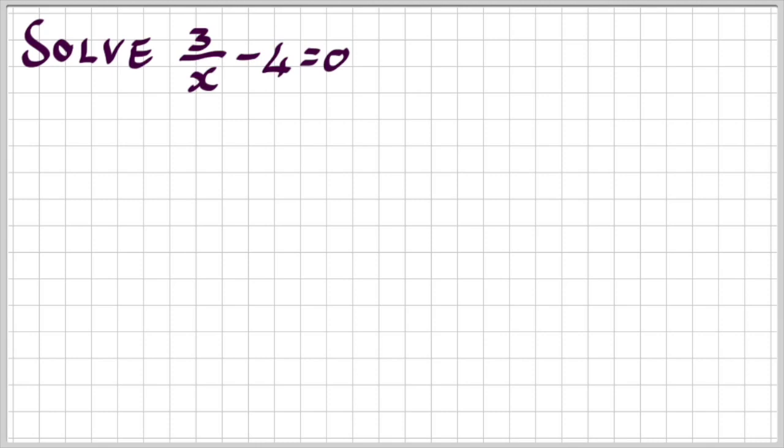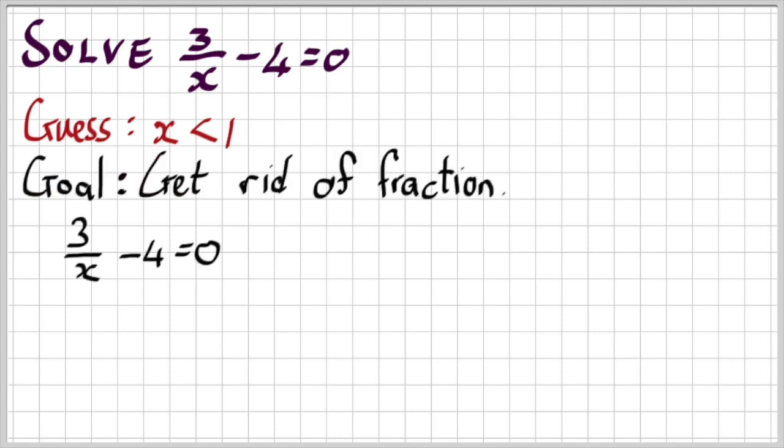If I look at this, my guess is that x must be smaller than 1. Why is that? Because if I say 3 over something minus 4, I want to make that 3 over something bigger. So the only way to make it bigger is if x is smaller than 1. Now, if this doesn't make too much sense to you, please don't worry, ladies and gentlemen. Just follow the maths by trying to get rid of the fractions.